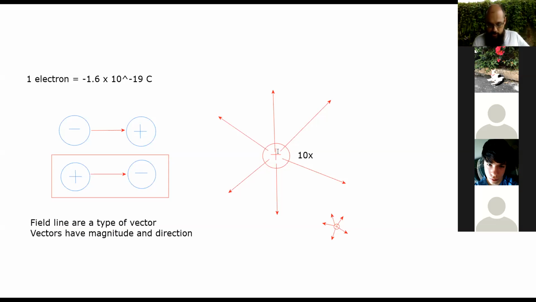Let's just check. How do you measure an electric field? What unit do you have it in? What are vectors? Vectors are things that have a value, like a numerical value, and a direction. So if I say 15 kilometers an hour, there is a direction that's related to it.